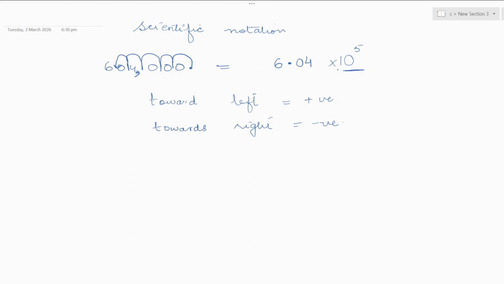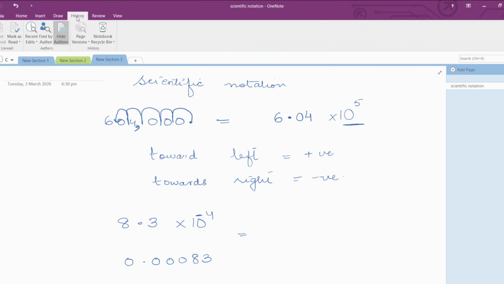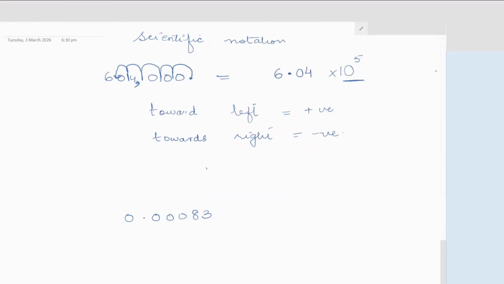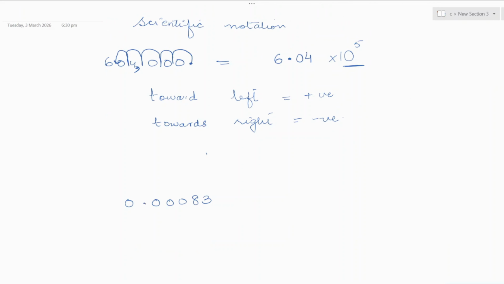Didn't get it? Let me give you another example. 8.3 into 10 raised to power minus 4. I've told you when we move toward the right, it would create a negative impact. Let me write it like this: 0.0083. Let's move the decimal.